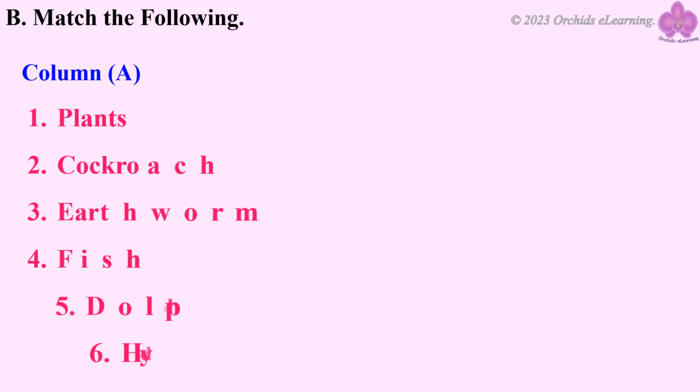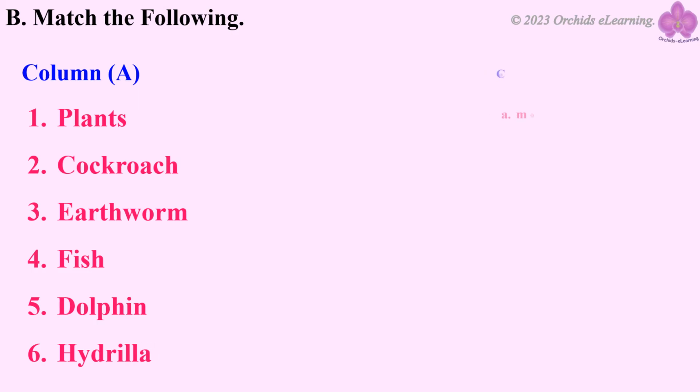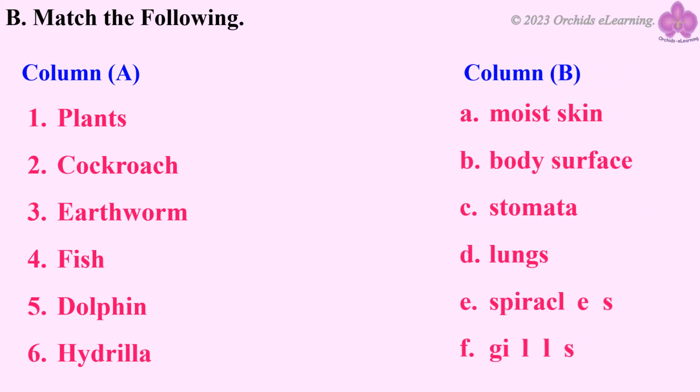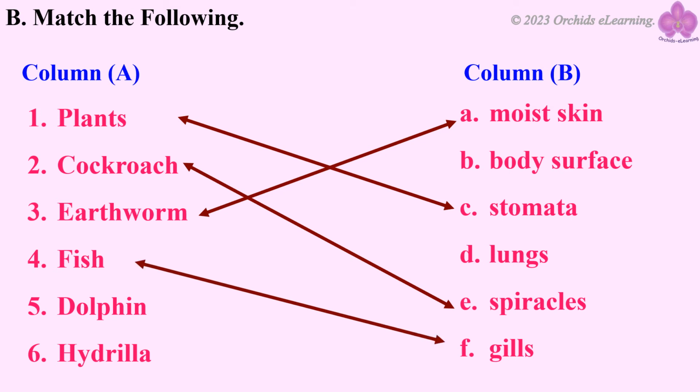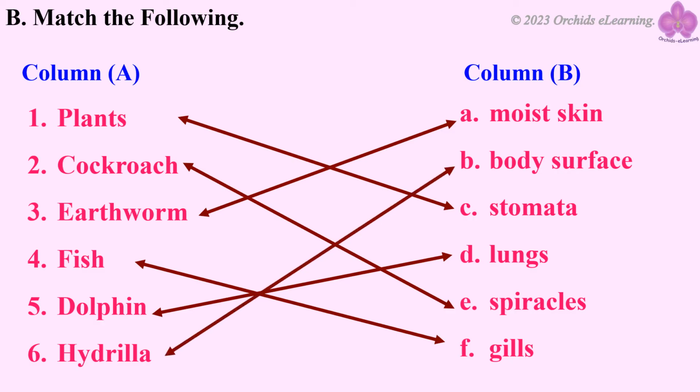Match the following. Look at the options in column A and column B. Matchings: Plants, stomata. Cockroach, spiracles. Earthworm, moist skin. Fish, gills. Dolphin, lungs. Hydrilla, body surface.